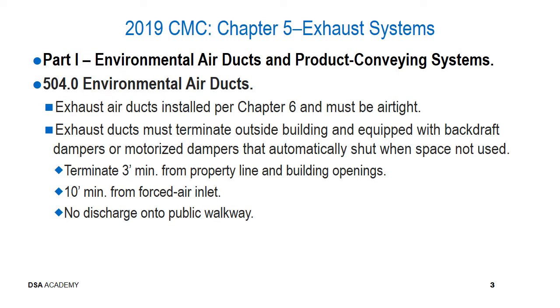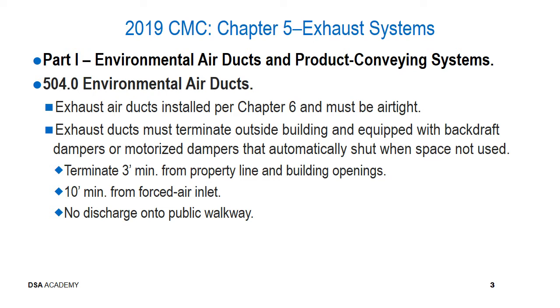Now we'll start talking about Chapter 5 in the California Mechanical Code, which deals with exhaust systems. Chapter 5 is divided into two parts, Part 1 and Part 2. Part 1 identifies requirements for environmental air ducts and product conveying systems. With respect to environmental air ducts, these ducts have got to be installed in compliance with Chapter 6 of the CMC, and they must be airtight.